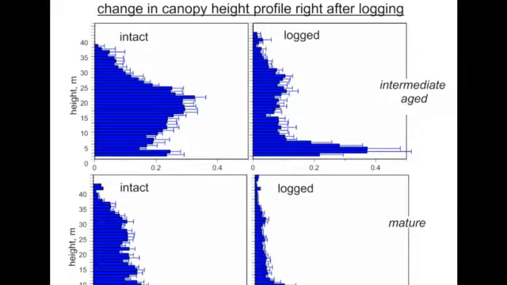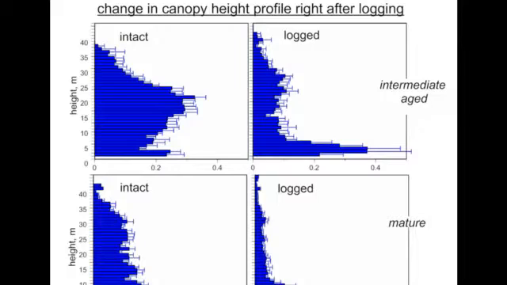Here's an example of the effect of the logging itself. So the top 2 panels show the intermediate, the younger aged forests, and the bottom 2 panels show the mature one. On the left top, you can see what the forest looked like that's not cut. And then on the panel on the right, you can see what happened to the corresponding forest the year after it was cut. Sort of the differences between those 2 height profiles tells you something about how much canopy structure was removed. In fact, that's closely related to how much wood was removed from the site.